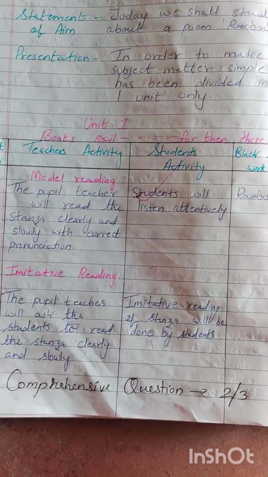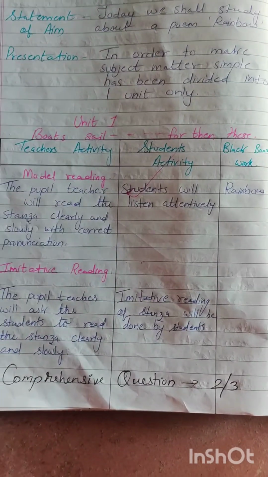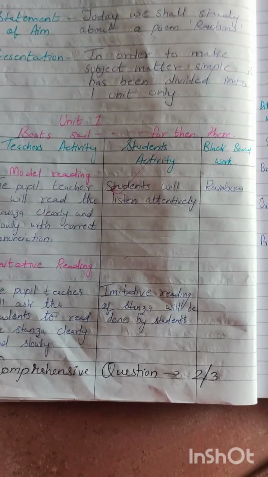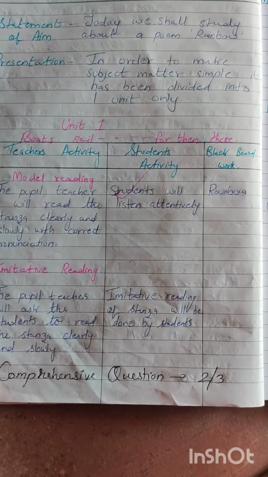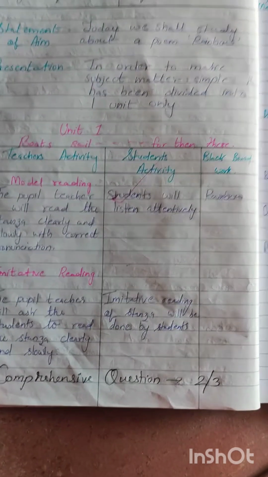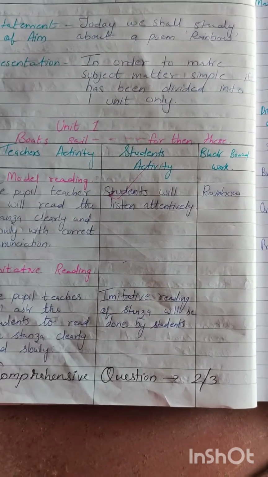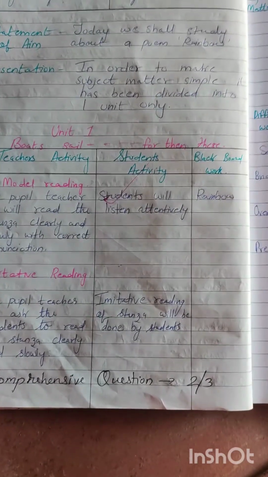Then after completing the first part of your topic, you have to ask comprehensive questions. Comprehensive questions should be 2 or 3. After completing unit 1, you have to explain unit 2.